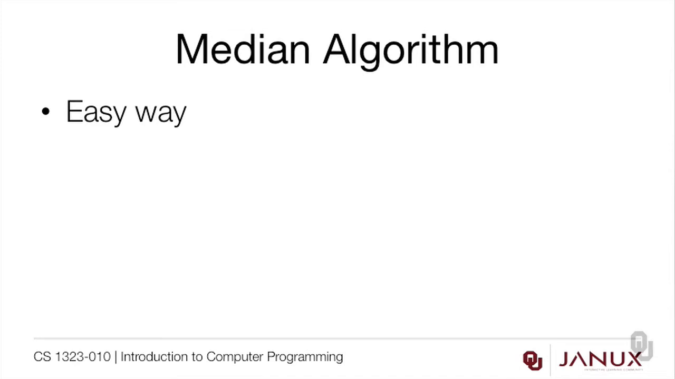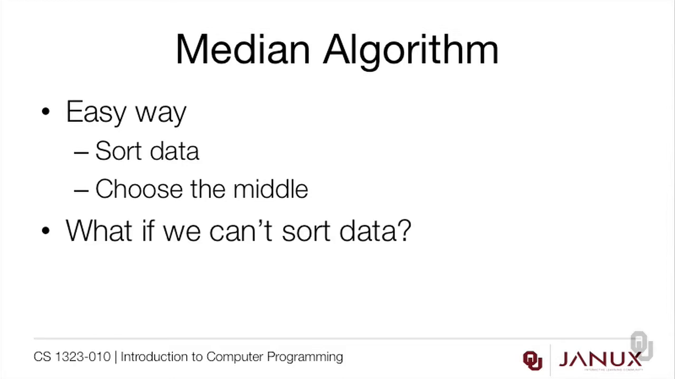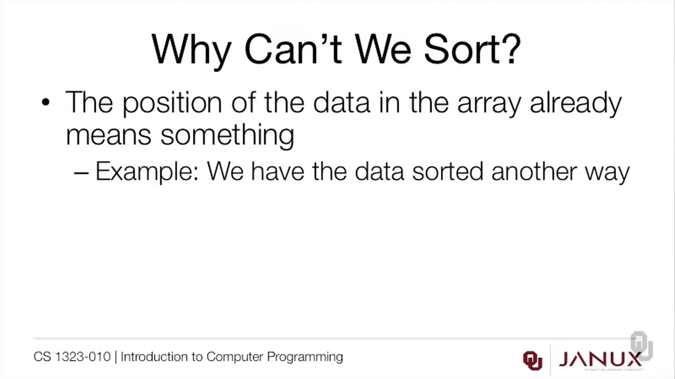The median algorithm, the easy way, is to sort the data and choose the middle. That sounds like fun. But what if we can't sort the data? Well, why wouldn't we be able to sort the data? I mean, we've learned sorting algorithms. Certainly that's a possibility. Well, the problem is sometimes the position of the data in the array already means something. And so then if you sort it, you mess that up. So for example, we might have the data sorted another way. Maybe we're doing binary search on the data another way. And so we can't just go around sorting everything just because we feel like it.